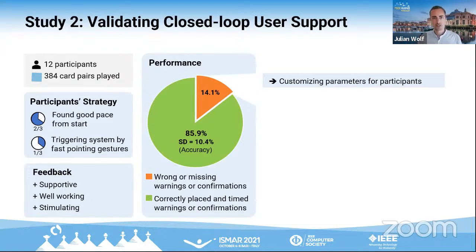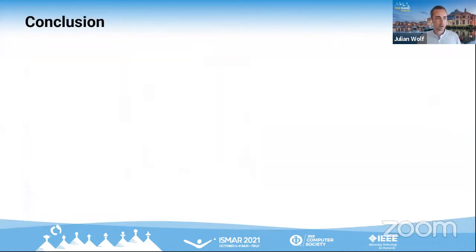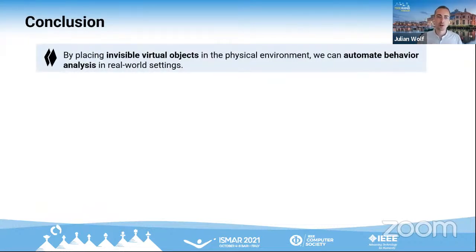However, such a system based on thresholds that we used has some limitations. So we think to further improve this at some point, it will be interesting to also jointly learn hand and gaze features from data. To wrap up this whole presentation, what we saw is that by placing invisible virtual objects in the physical environment, we can automate behavior analysis in real-world settings. And we think for behavior research, this is already a game changer.